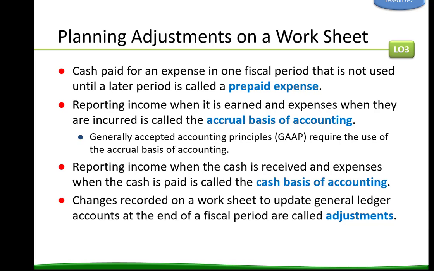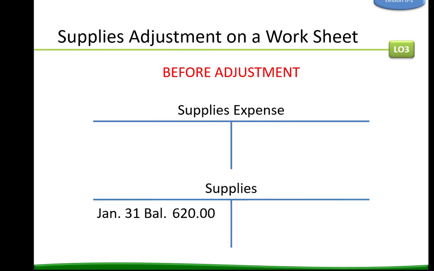Reporting income when it's earned and expenses when they happen is called accrual-based accounting. And cash-based accounting is reporting income when cash is received and expenses when they're paid. Like I said, we're going to be looking at some adjustments at the end of this fiscal period, to adjust it back to what is really on hand.